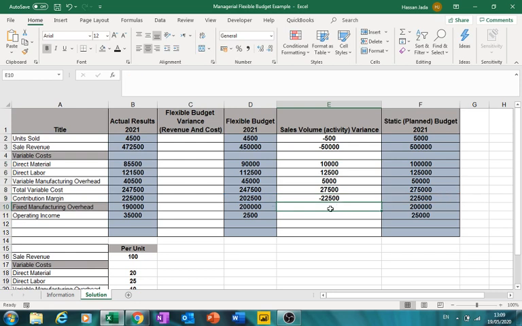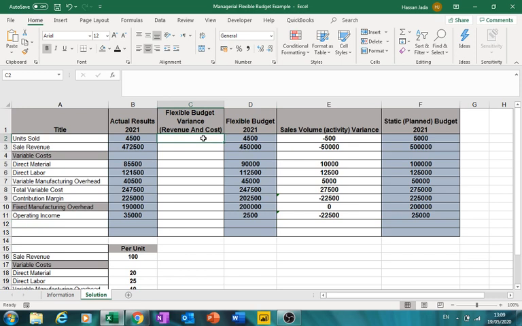Here we have the difference, and the difference between the fixed cost and the fixed cost here. Finally we have the difference between operating income in the flexible budget and in the static budget. These are the differences between this column and this column, the difference between the flexible budget and static budget, which is the sales volume or activity variance. Okay, here we have the results.